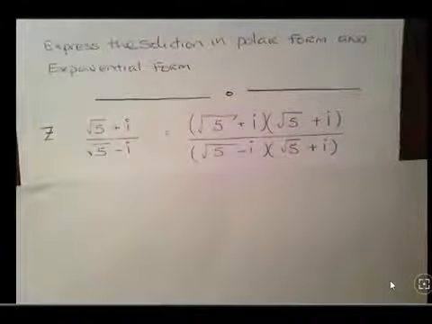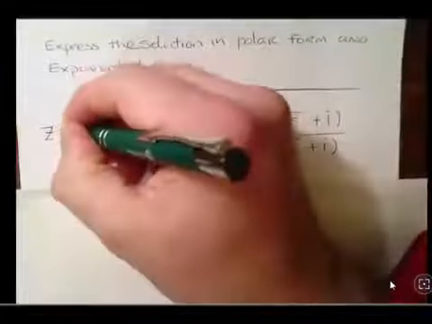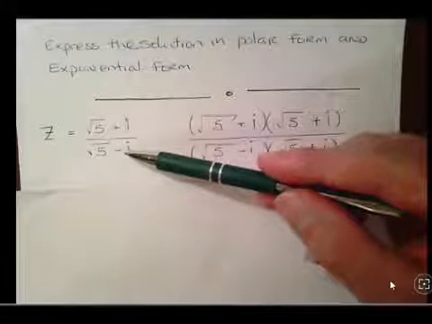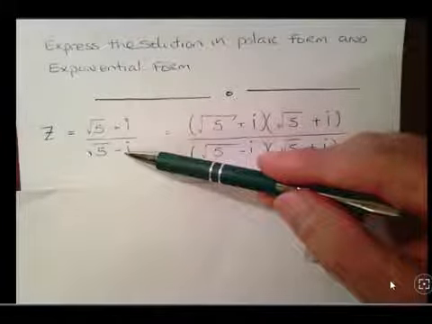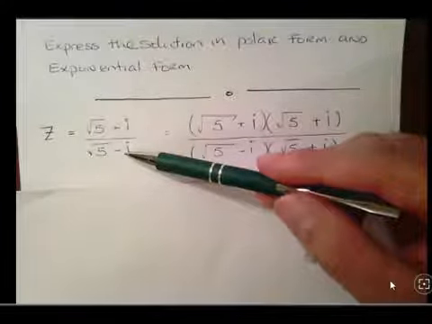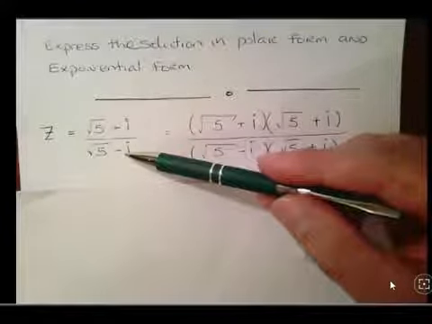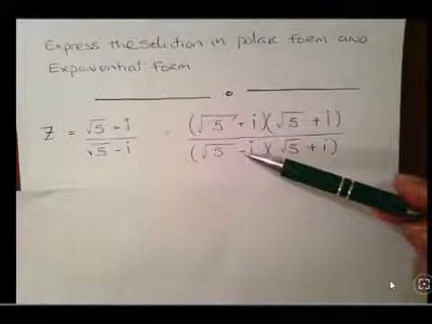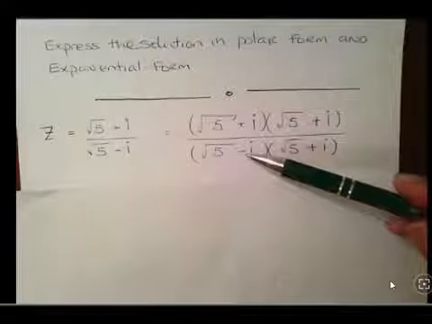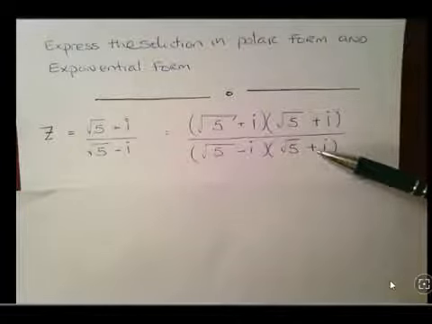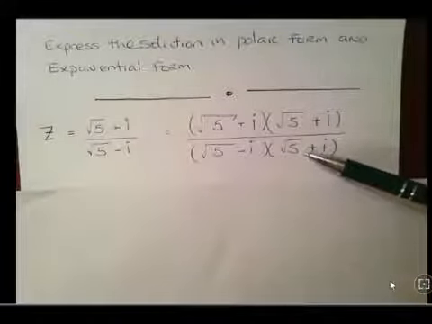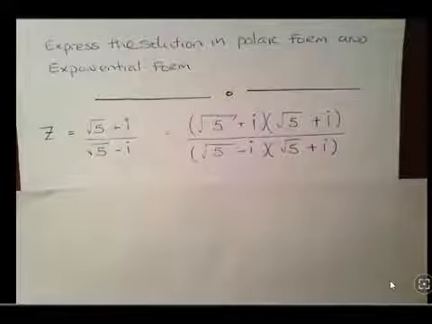So what we're going to do is let z equal that, and start with the denominator, to simplify the expression. We will multiply above and below by the complex conjugate of the denominator. If you have a plus ib, the complex conjugate is a minus ib, or vice versa. So we have a minus here, so we have a plus here. That's what the complex conjugate is about.